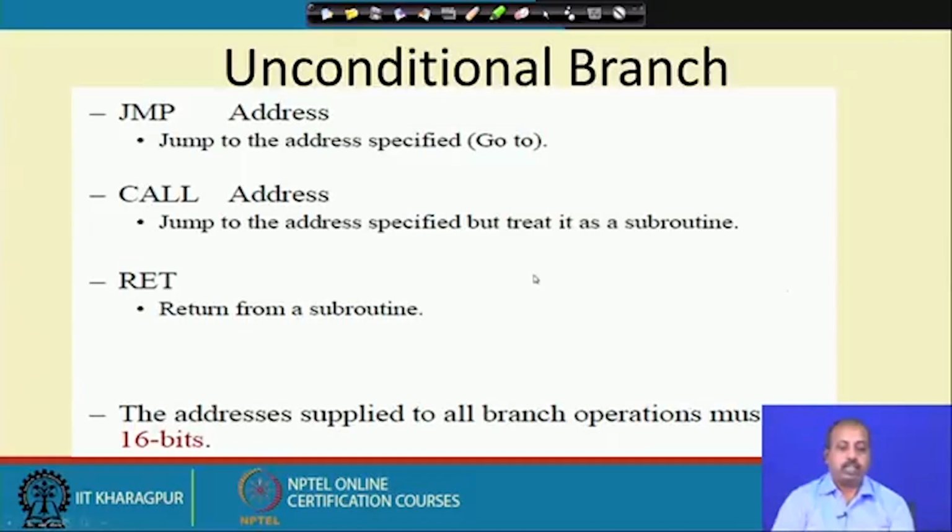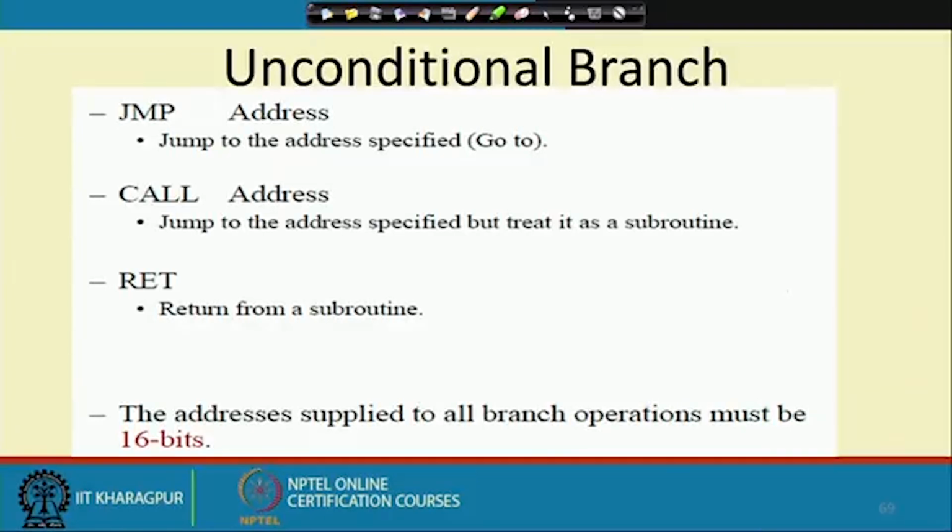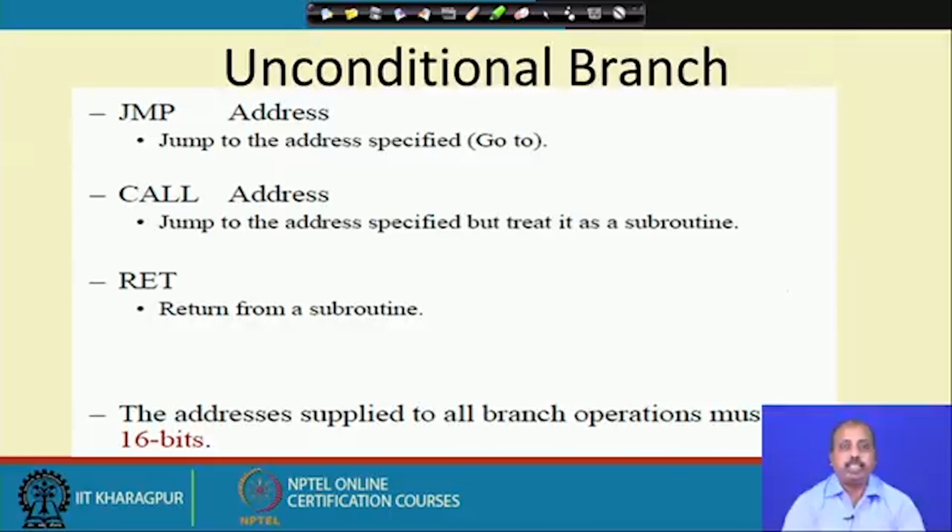So, this unconditional branch instruction is of the format where the mnemonic is JMP, jump, and this address. The address is a 16 bit address because 8085 supports 16 bit addresses. So, jump to a 16 bit address. When this instruction is executed, I hope you can guess what is going to happen. The program counter will be loaded with the address that is specified here, so that the next instruction that will be executed is from the address loaded into the program counter.